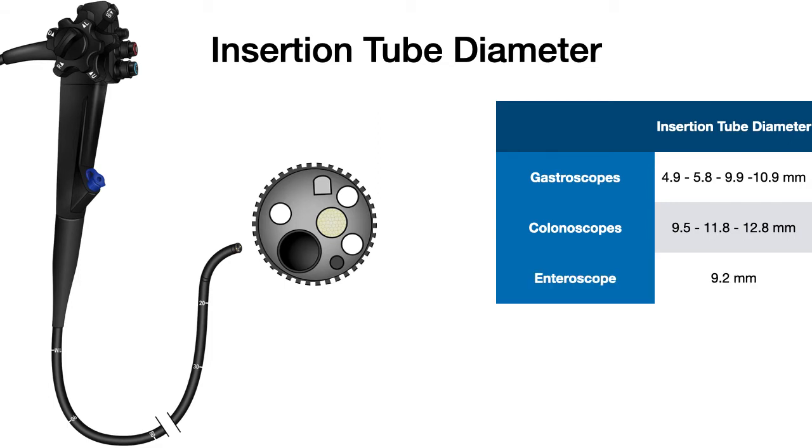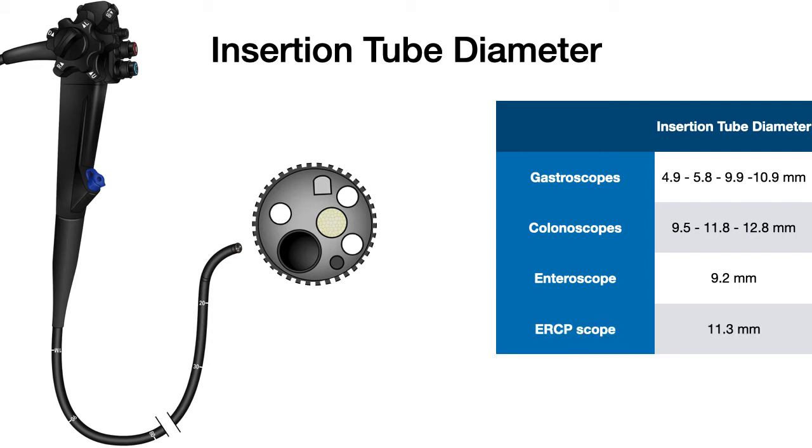Enteroscopes are about the same size as a gastroscope or a slim colonoscope. Only thing is they are much longer. ERCP scope is about the size of 11.3 millimeters, and the US scope is, depending upon the type, radial versus linear, 11.8 and 12.6 millimeters.